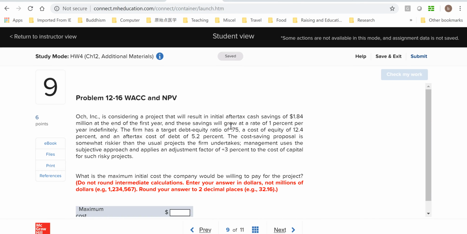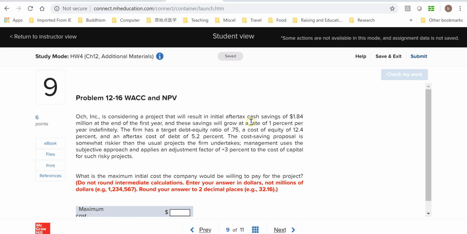This is question number 9 of homework 4, problem 12, 16. OCH Incorporation is considering a project that will result in initial after-tax cash flows, cash savings of $1.84 million at the end of the first year, and these savings will grow at a rate of 1% per year indefinitely.